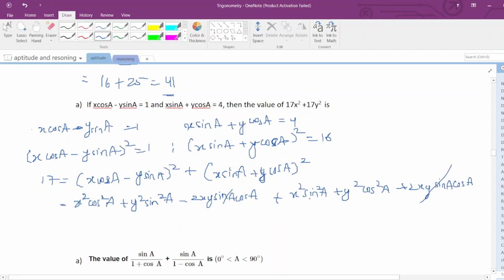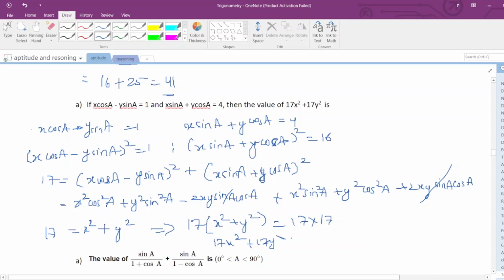Here, taking x square common, we get sin square plus cos square, which is 1. Similarly, taking y square common, sin square a plus cos square a, the identity, is 1. So what we get is x square plus y square is equal to 17. But he asked for 17x square plus 17y square, so I have to multiply both sides by 17. 17 into 17. So 17x square plus 17y square is equal to 17 times 17, which is 289. So this is the answer.